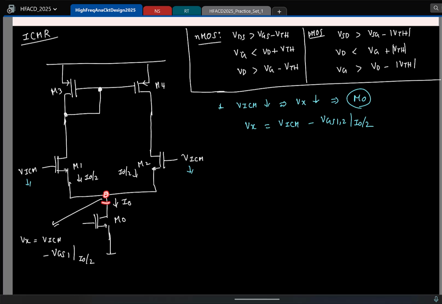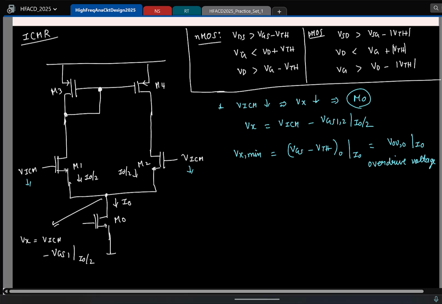So what is the minimum value Vx can take? Yeah, it is the VDS. Vx is essentially the VDS. That should be at least VGS minus VTH. So this is VGS minus VTH of M0 at a current of I0. So this quantity VGS minus VTH is often referred to as the overdrive voltage. So this is the overdrive voltage. I'll write it as VOV0 at a current I0.